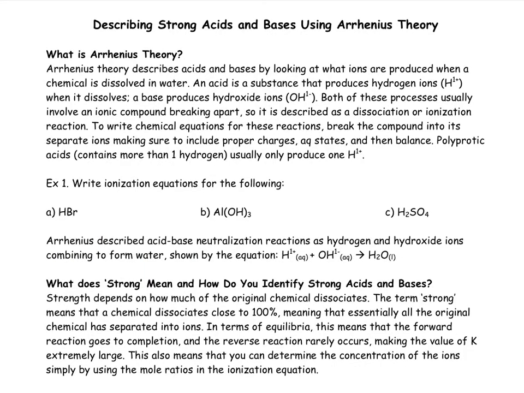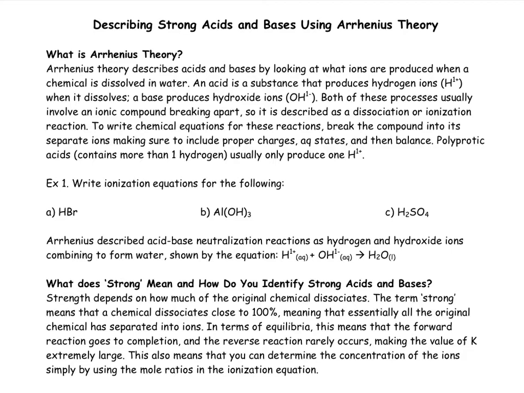Arrhenius theory describes acids and bases by looking at what ions are produced when a chemical is dissolved in water. An acid is a substance that produces hydrogen ions, or H pluses, when it dissolves. A base produces hydroxides, or OH minuses. Both of these processes usually involve an ionic compound breaking apart. So it is described as a dissociation or an ionization reaction.